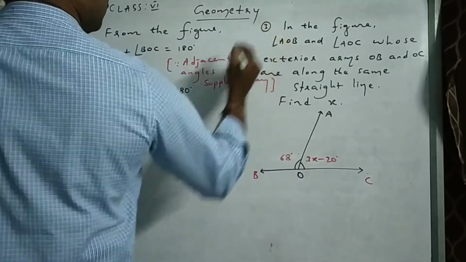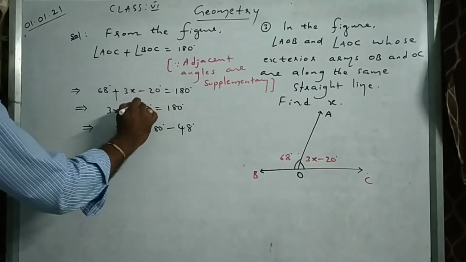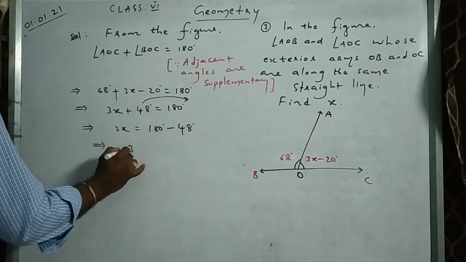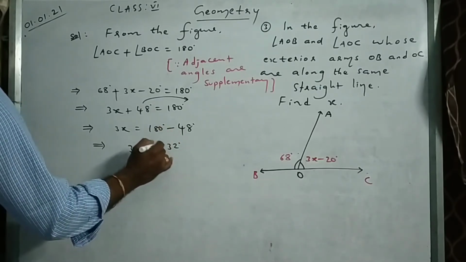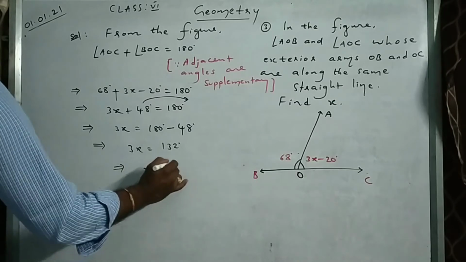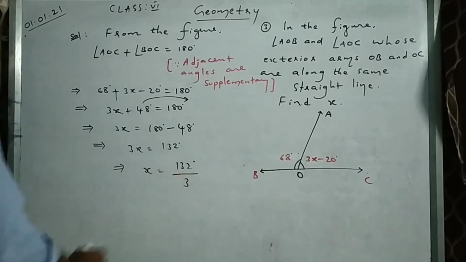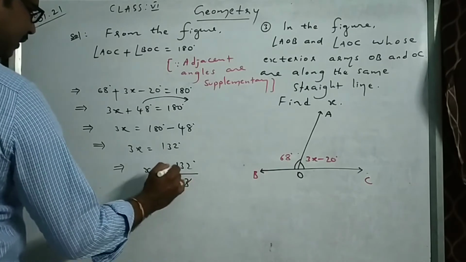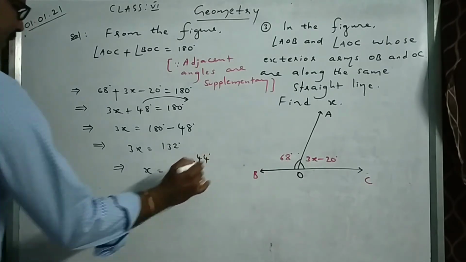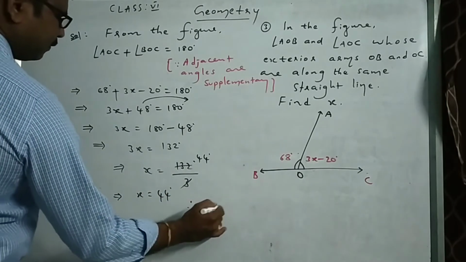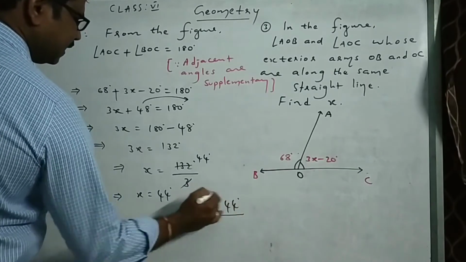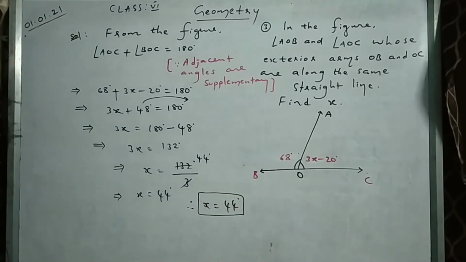Shift that 48 to the other side, minus 48. So 3x equal to 132. Then x equal to 132 upon 3. Right? So you can cut, 3 fours are 12. So what is the x value we have? 44. Therefore x value is 44. This is the way we can solve for x, right? By using the adjacent angles property.